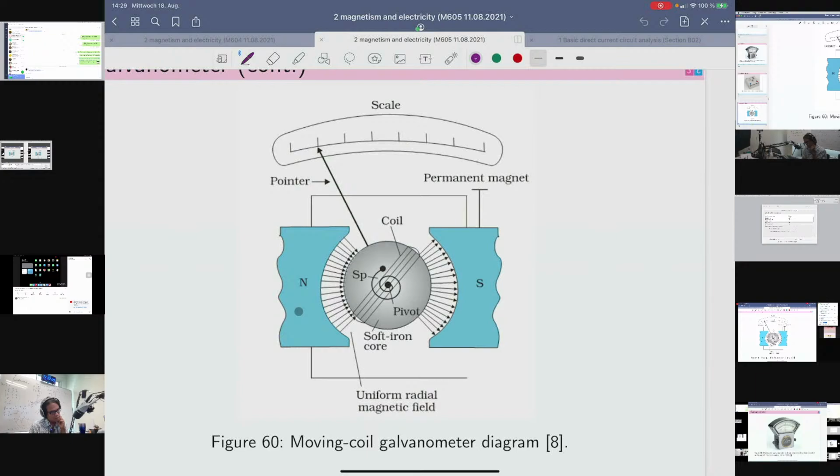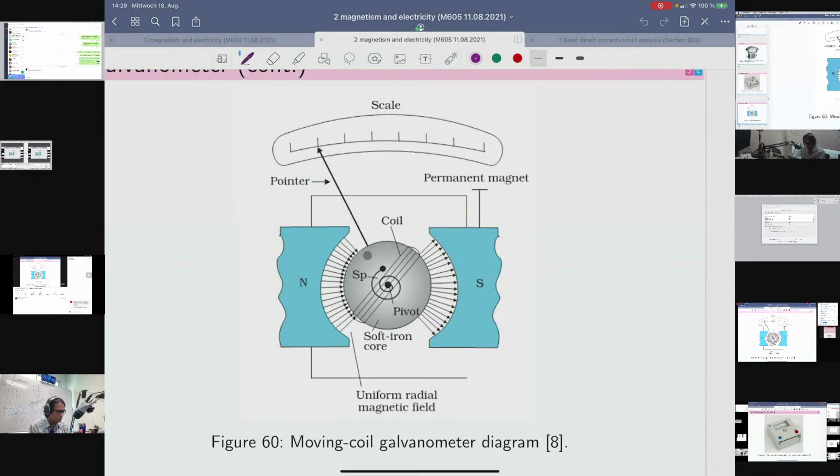This side is attached to the needle, and when the force makes the needle move to this location, the spring will bring it back when there is no current in this coil or solenoid anymore. The spring will try to bring this shaft back to the previous location of the plate.